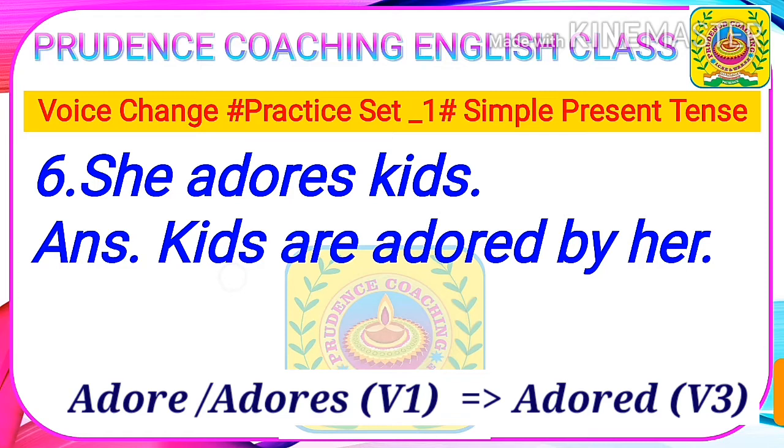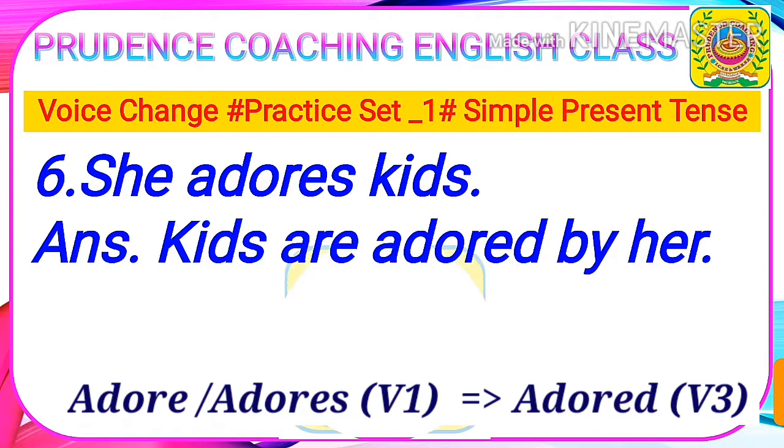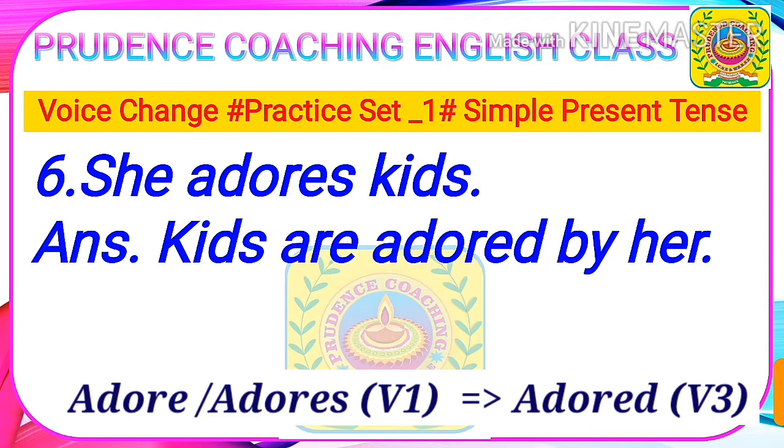After that, as our verb is in simple present tense, we need to use is, am, are according to our new subject. Our new subject is kids, so we will use are with it, because kids is plural. After that, we need to use the V3 form of the given verb. The V3 form of adores is adored, and we need to add by, which is a preposition, before her. So our final sentence in passive voice will be: kids are adored by her.